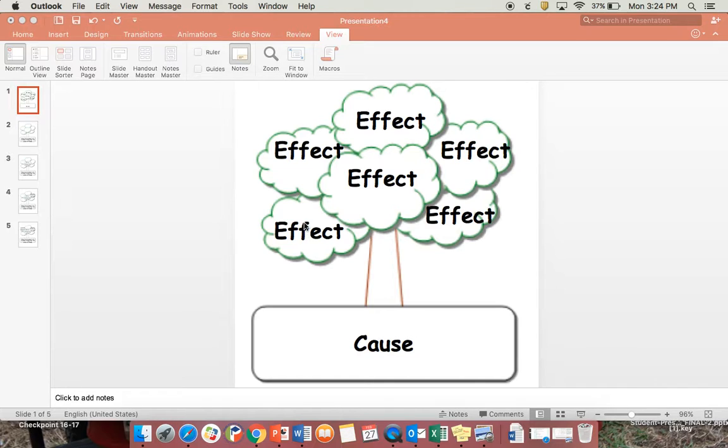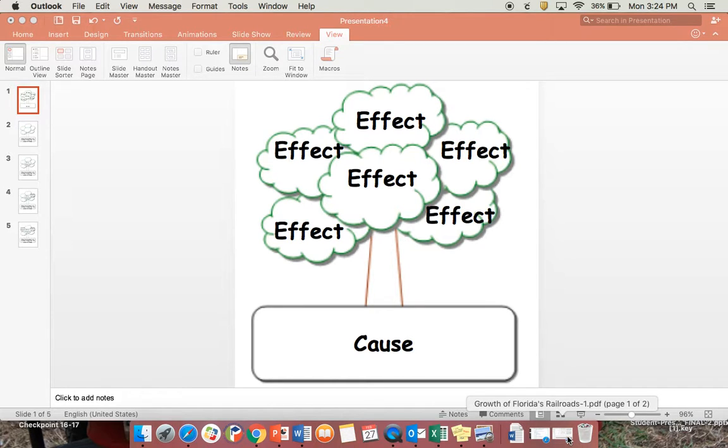One effect could be that you scrape your knee. So you fell and you scraped your knee on the sidewalk. Another effect is that you got dirty because you fell on the sidewalk that had dirt on it. And another effect could be that you also scraped your hand. So this cause has caused you to scrape your knee, your hand, and to become dirty. And there are probably other effects that it could have on you as well. So that's a way that one cause can have many effects.